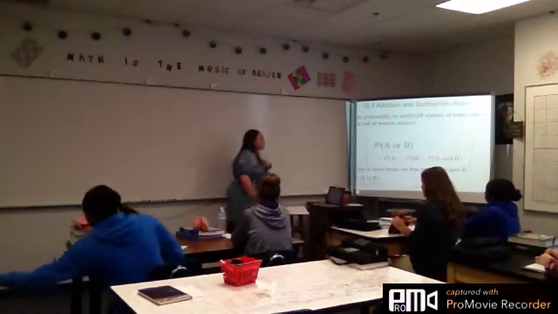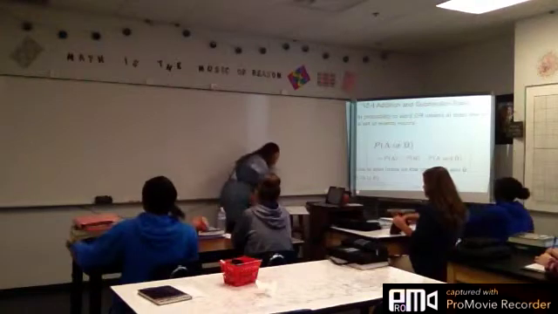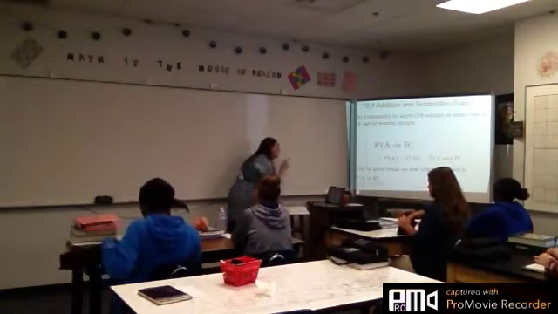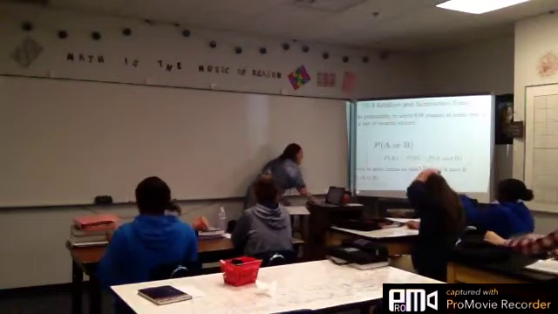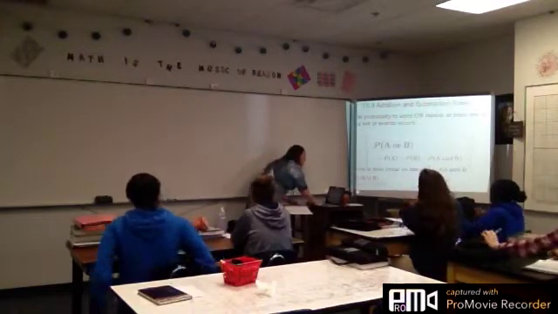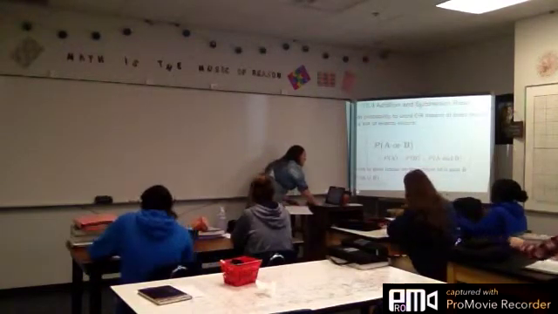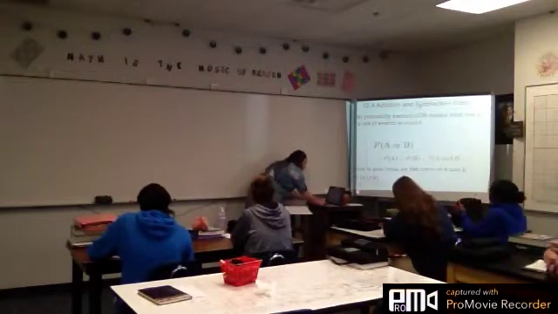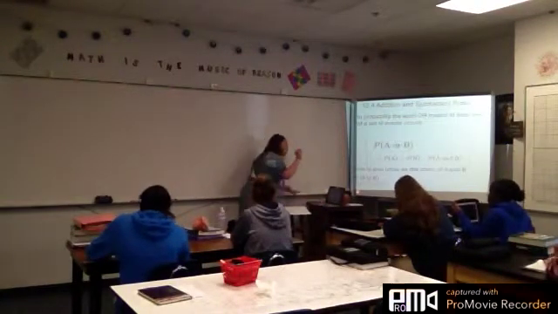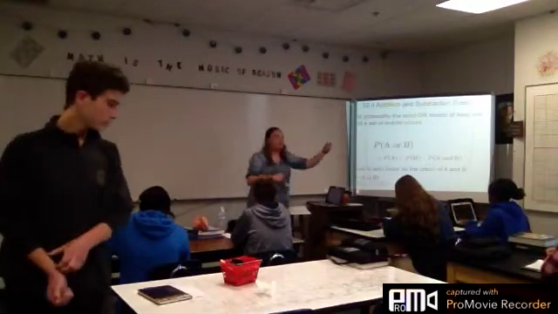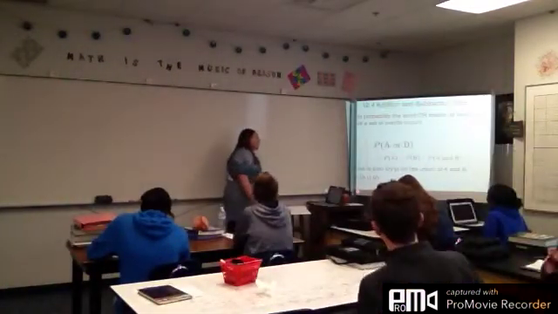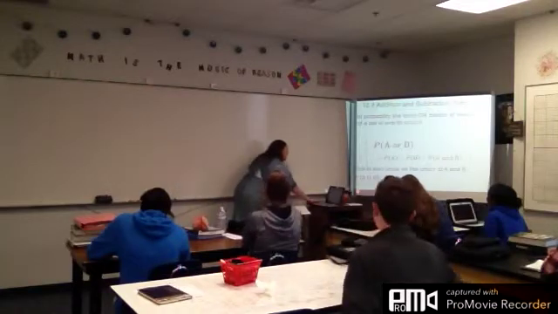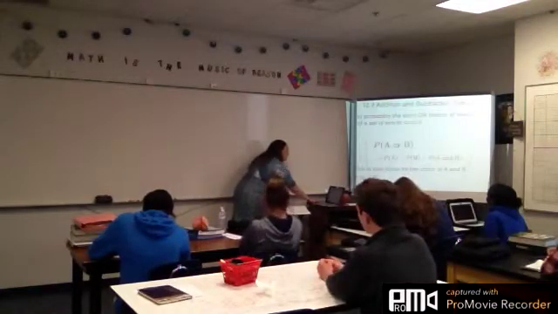In probability, the word or means at least one of a set of events occurs. So, when you have probability and they use the word or, it means at least one, which means I can have more than one thing or only that one thing, okay? When I show probability this way, it says probability of A or B happening, okay?